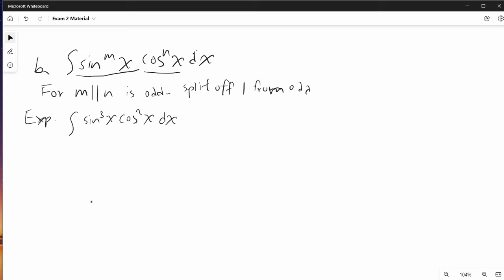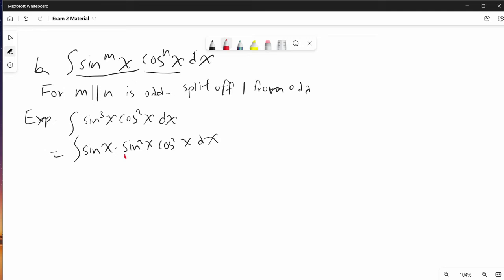If both of them are odd, you can choose which one. But in this case, I have sine x to the third and cosine x squared, right? So in this case, sine is the one with the odd power. I can split one off. I have sine squared x times sine x times cosine squared x, right?